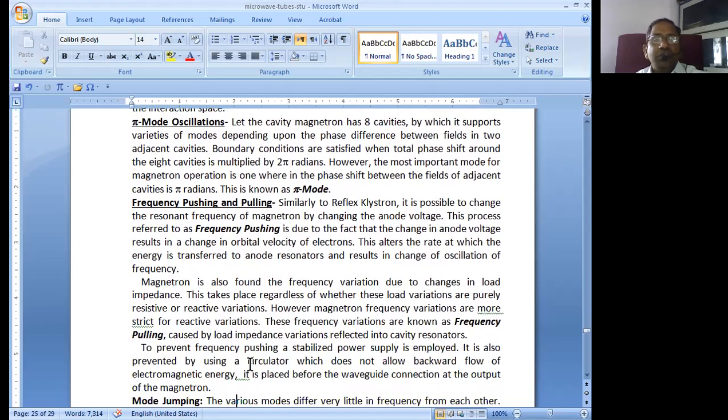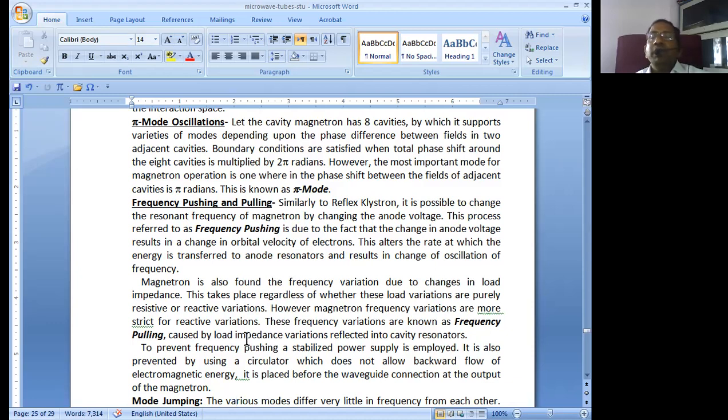Then there are three other concepts involved here: frequency pushing, frequency pulling, and mode jumping. Frequency pushing depends on the positive voltage applied to the anode. By changing the positive voltage applied to the anode, we change the frequency. We push the frequency. That is basically frequency pushing.